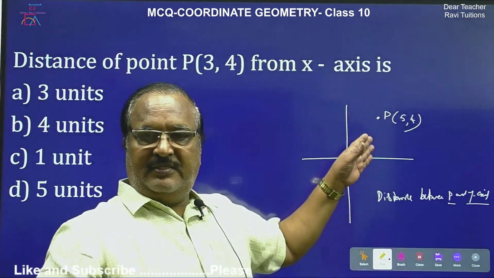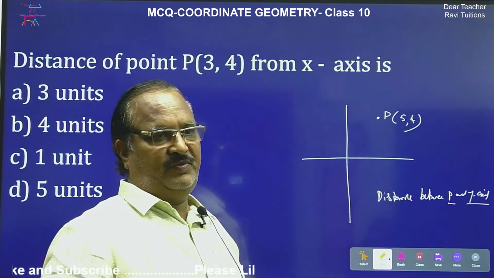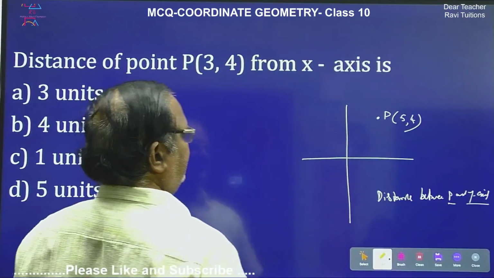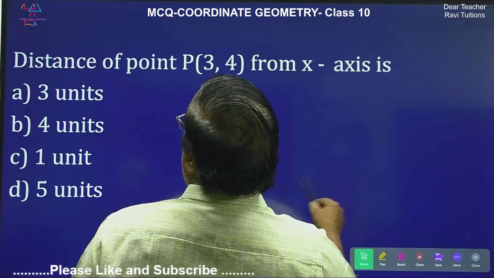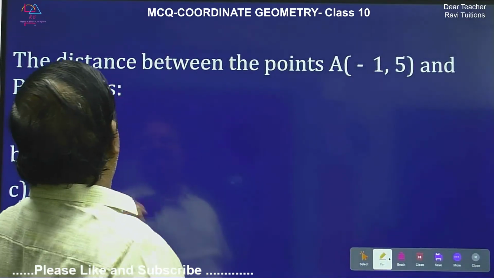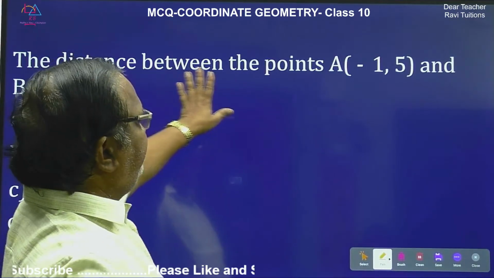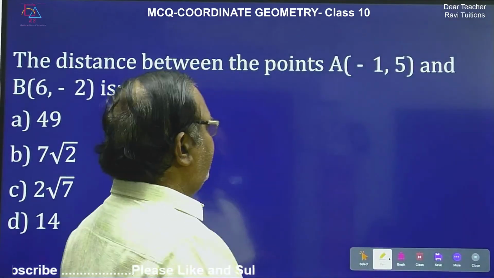What is the distance between P and the y-axis? 4. Okay, 4 is the answer. So now let us go to another question. This is also based on distance, a direct question: distance between A and B. So directly you can find the answer.